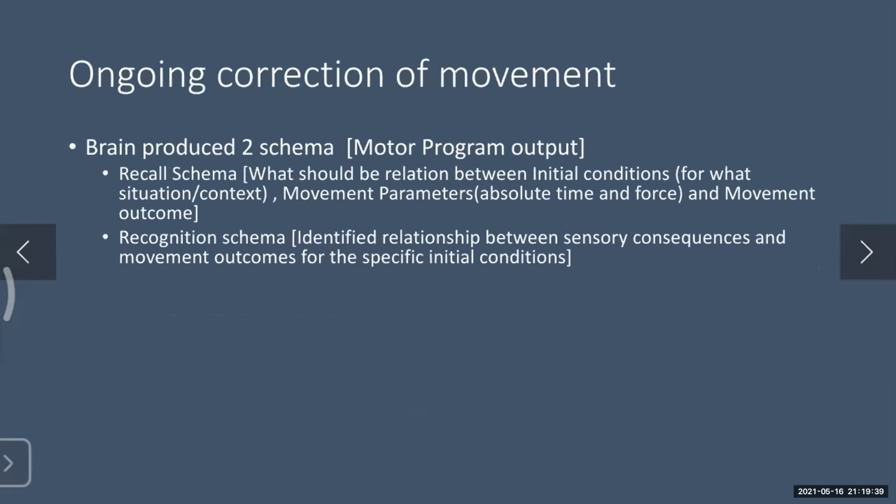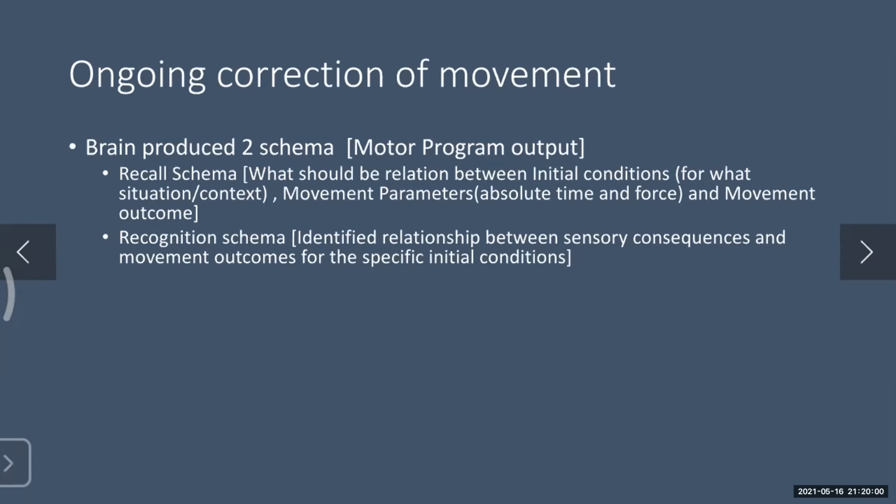Okay, all right. Next is the ongoing correction of movement. Once a movement has started, how does the movement get corrected? That's the next particular feature, right? According to the motor programming model, one of the most important things was schema theory, right?